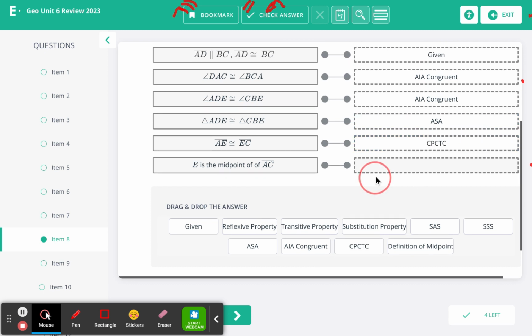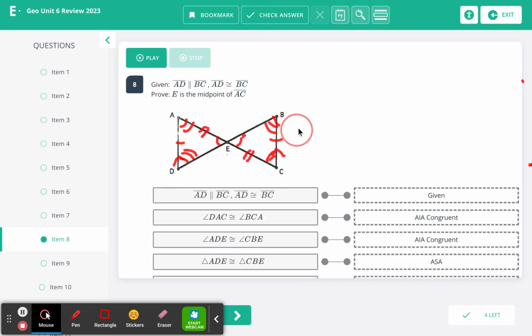And why did we pick that one? We could have talked about the other ones. We could have said DE is congruent to BE. That's not going to help us, though.